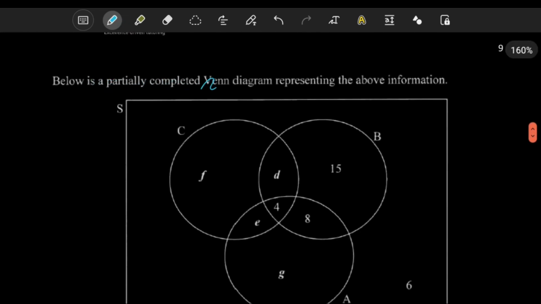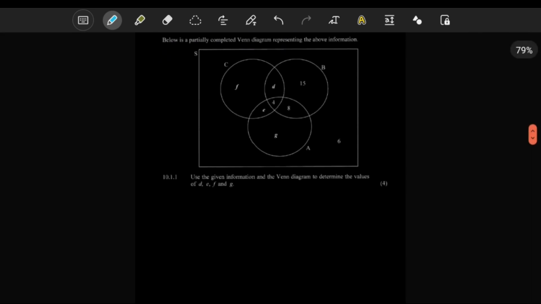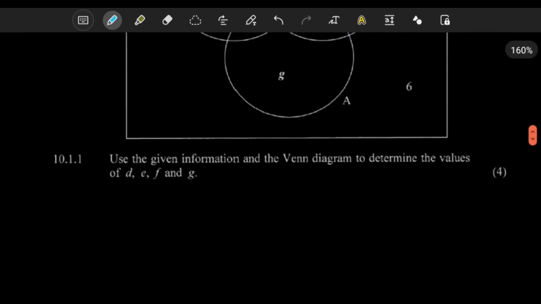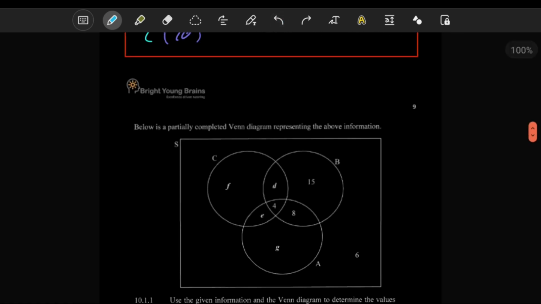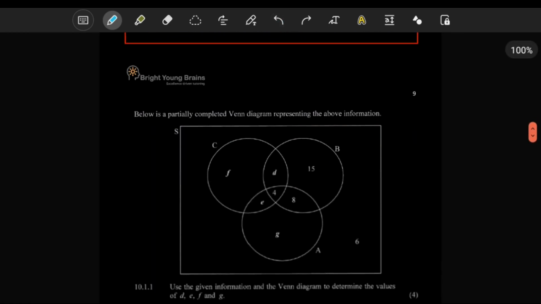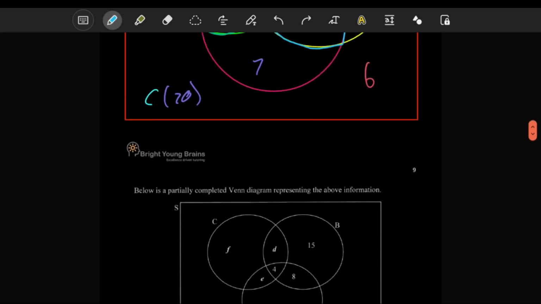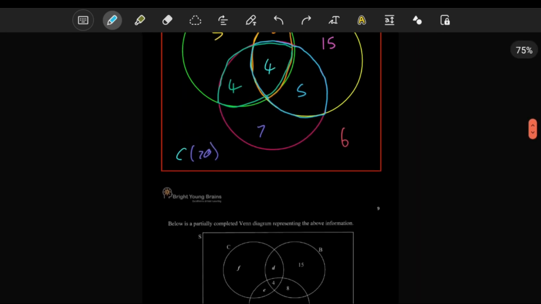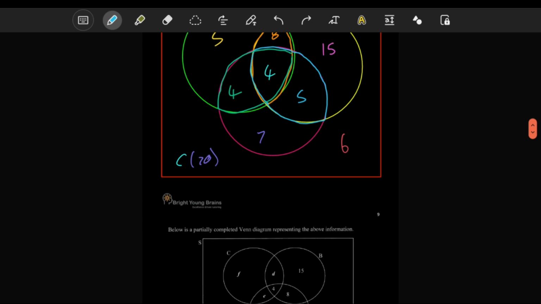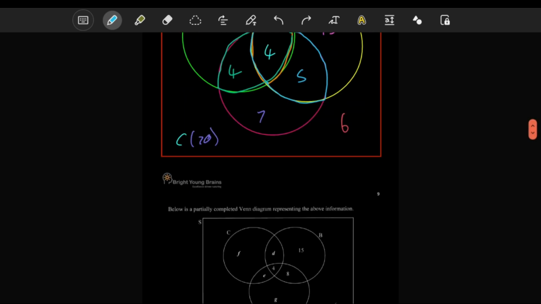They said below is a partially completed Venn diagram representing the information, and so on. For 4 marks, it says we should determine values for A, B, C. We should determine values for D, E, F, and G. So this one's going to be easy now because there's already a 4 here. And let's look nicely here, otherwise we're going to mess up. So here there's a 15. There's already a 15 there. That's for B, right? Yeah.